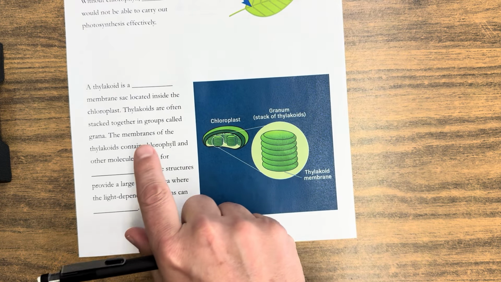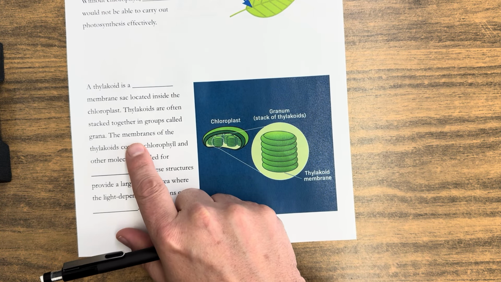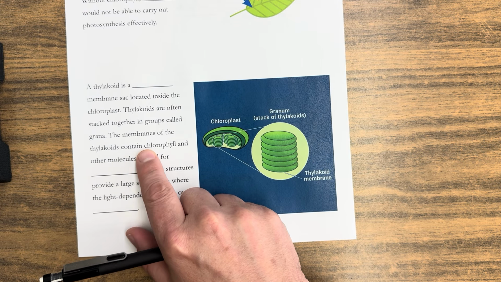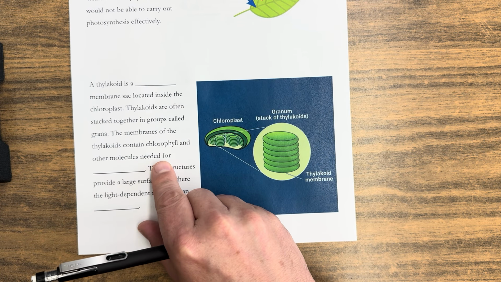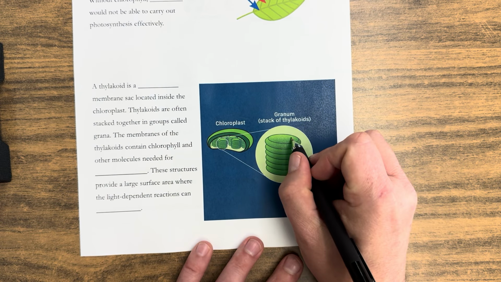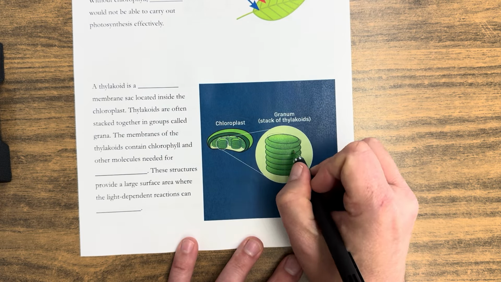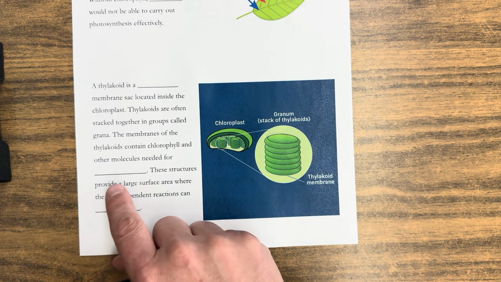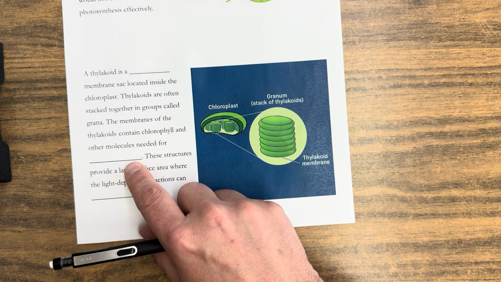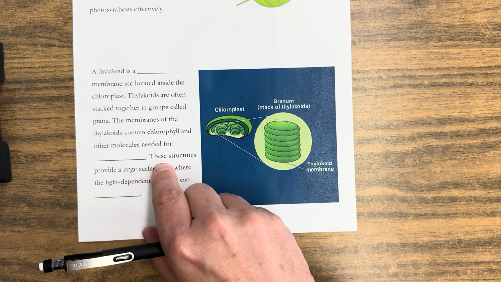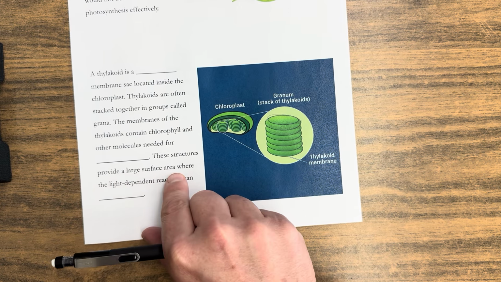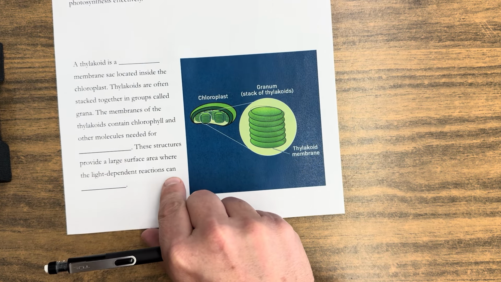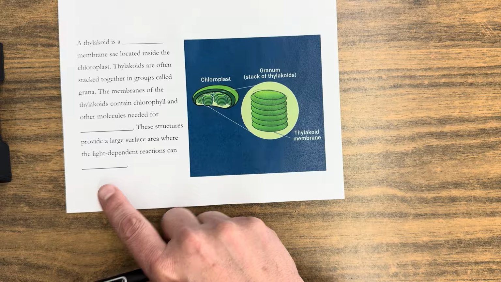Thylakoids are often stacked together in groups called grana. The membranes of the thylakoids contain chlorophyll and other molecules needed for photosynthesis. So by membrane, we mean the skin of these things right here is where we're going to find the chlorophyll. These structures provide a large surface area where the light-dependent reactions can occur.